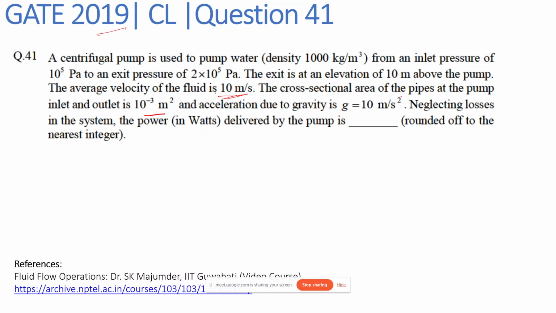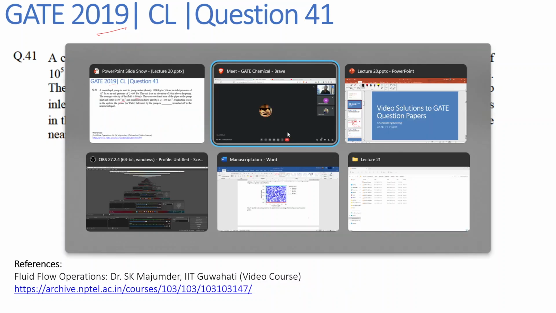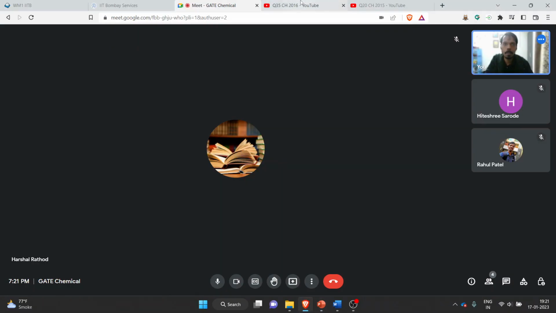The cross-sectional area of the pipes at the pump inlet and outlet is 10 raised to minus 3 meter square, and the acceleration due to gravity is 10 meter per second square. Neglecting losses in the system, the power in watts delivered by the pump is dash. Again, let's look at the video solution. This is also similar to the previous question in which we had to calculate the power.